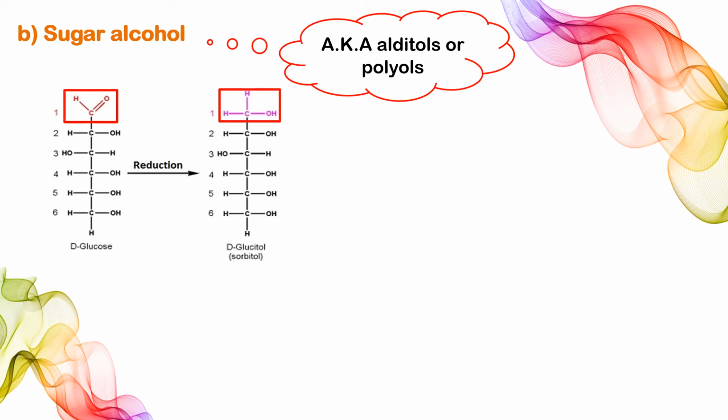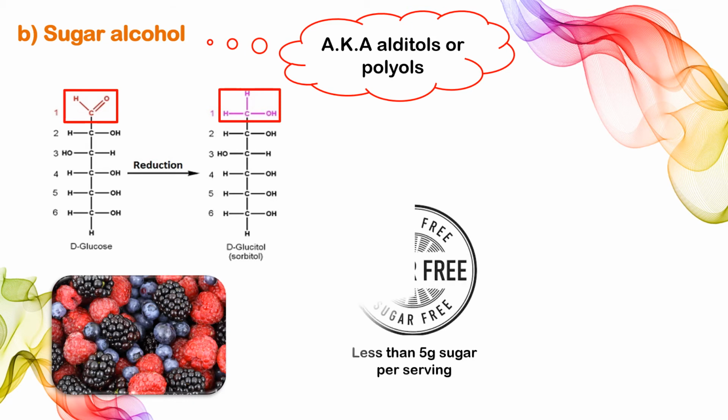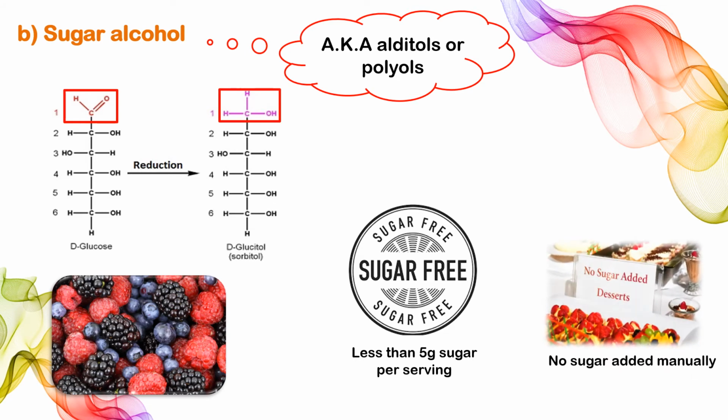Sugar alcohols can be found naturally in plant products such as berries and fruits. They have a sweet taste, and can be labeled as sugar-free, which contains less than 5 grams of sugar per serving, or no sugar added, which means no sugar was added to the food manually.